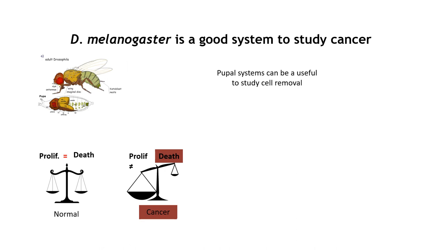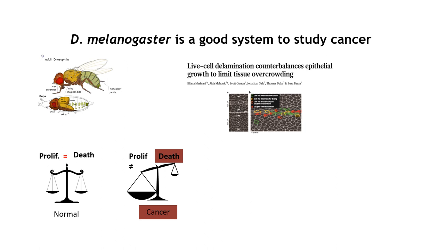Okay, so here we're going to talk about this process that is called live cell delamination. And again, what is the difference between extrusion, delamination, cell death? There are so many terms, and to be honest with you, there is not a clear definition yet. We are still finding a way to define what is the difference between delamination, extrusion, and cell death.